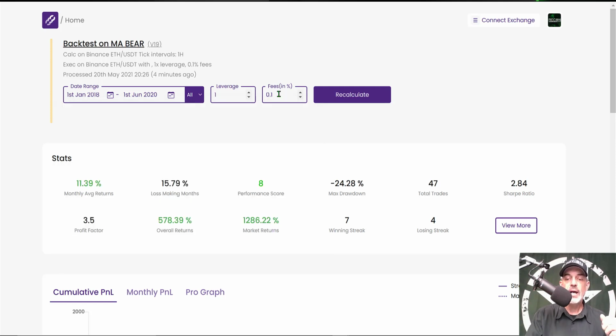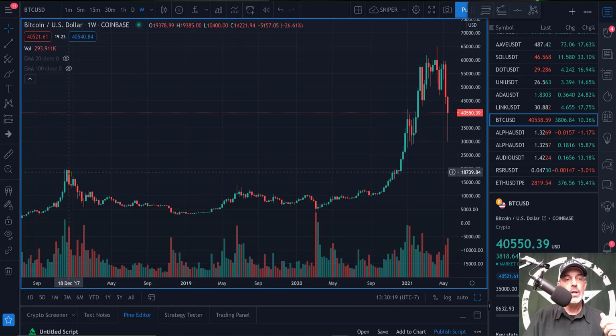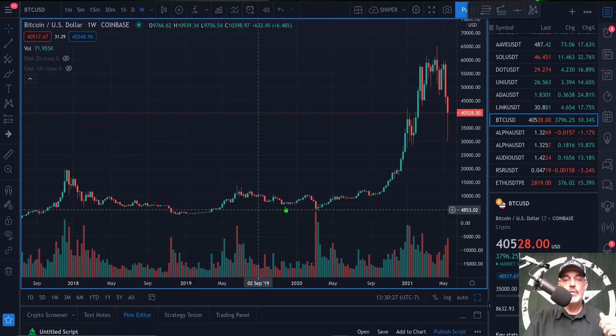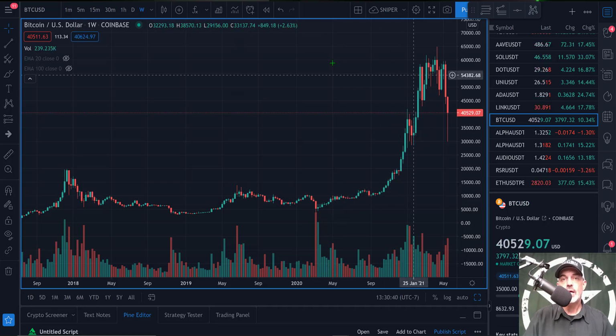Now, I will adjust my fees to match what I pay on Binance, which is 0.075%. The backtest dates are from January 2018 to June 2020. Again, if we jump over to the Bitcoin chart, the last bull market ended right back here around January when this really started to sell off. And then we're running till approximately the 1st of June after the Bitcoin halving, and you can see that's when the market really started to take off.